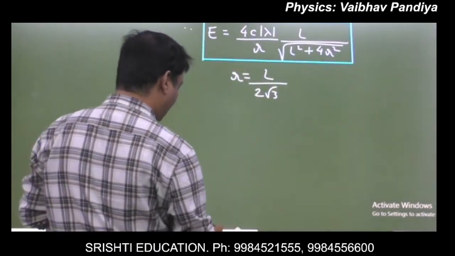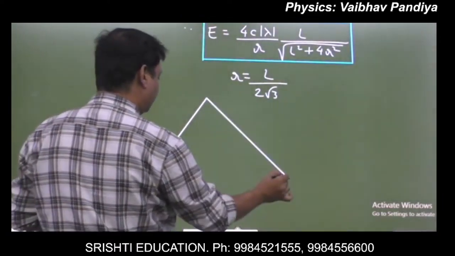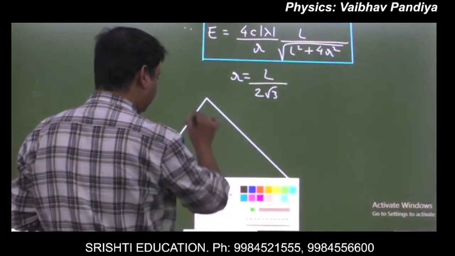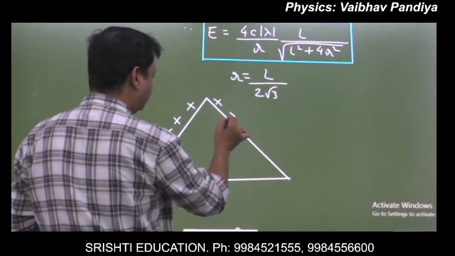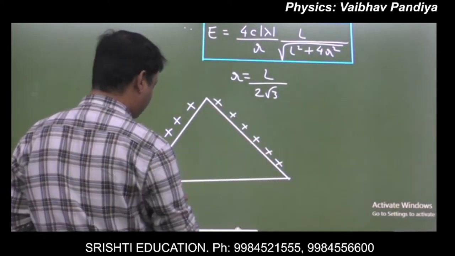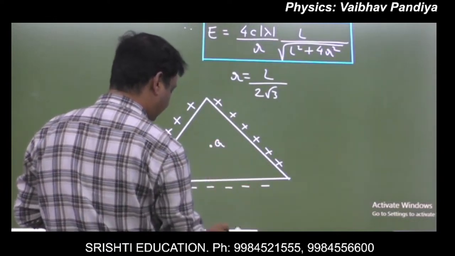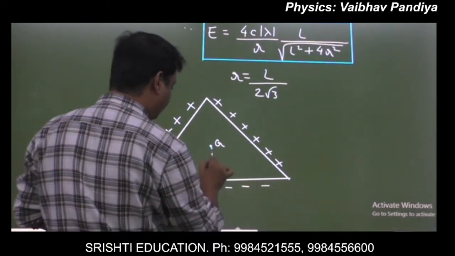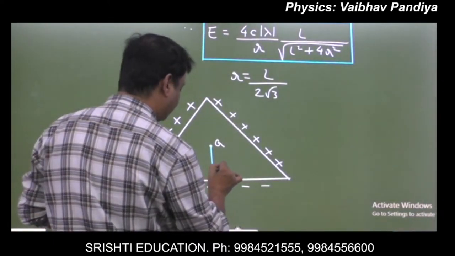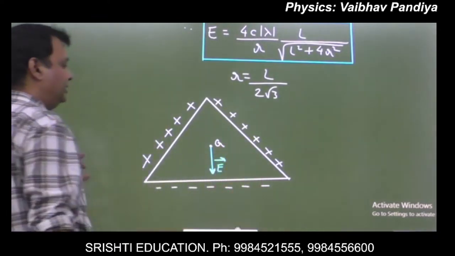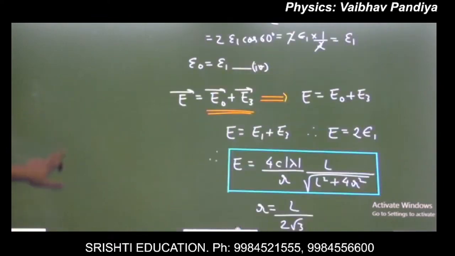Okay. And if you are making the final figure, what will be the direction of the field? This is positively charged, and this is negatively charged, and this is the centroid. So we have seen the field is vertically downward, something like this. So this is your electric field at the centroid with this much of magnitude. Okay. So this is one of the illustrations.